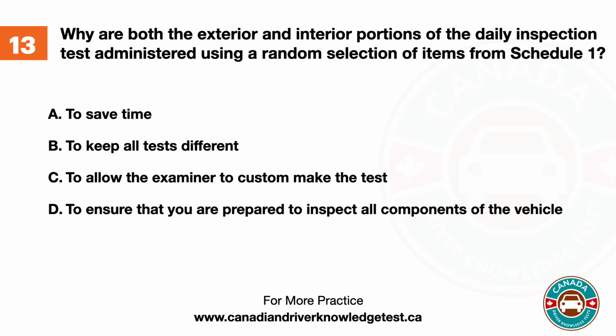Question 13. Why are both the exterior and interior portions of the daily inspection test administered using a random selection of items from Schedule 1? A. To save time. B. To keep all tests different. C. To allow the examiner to custom make the test. D. To ensure that you are prepared to inspect all components of the vehicle. The answer is D. To ensure that you are prepared to inspect all components of the vehicle.